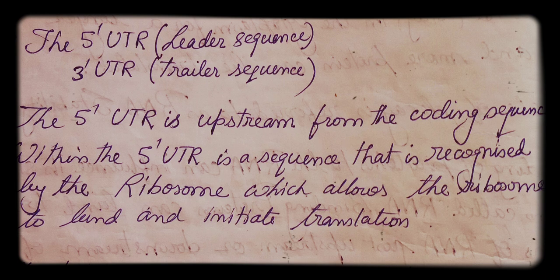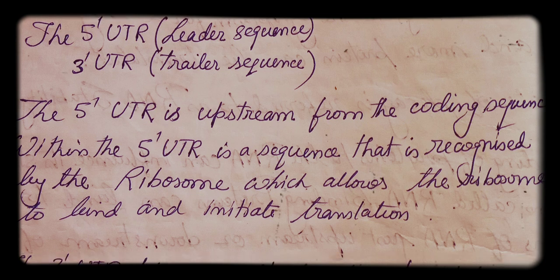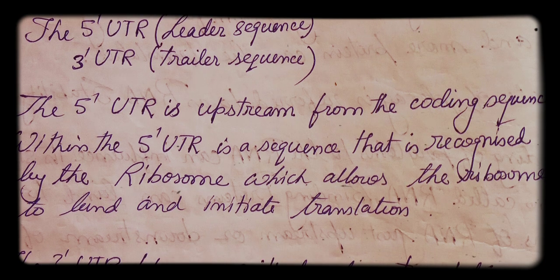So the 5 prime UTR is found upstream from the coding sequence. It is located upstream, outside the open reading frame, and within the 5 prime UTR there are some sequences which will help the ribosome to identify and bind. Now you can guess what that sequence will be. In prokaryotes, it is called the ribosome binding site, the Shine-Dalgarno sequence, which is found within this 5 prime UTR.